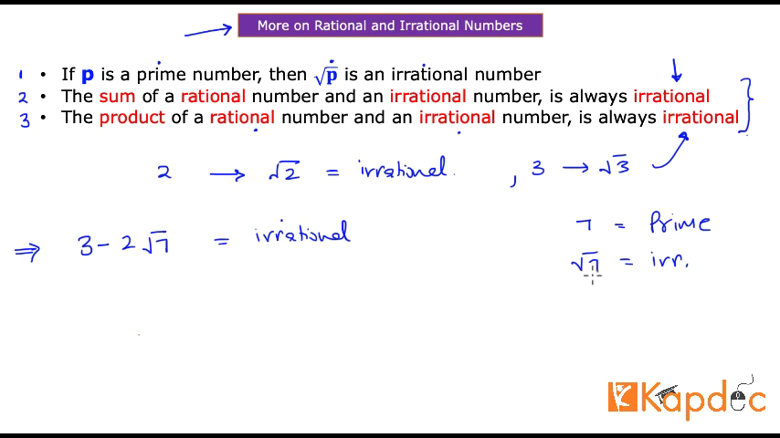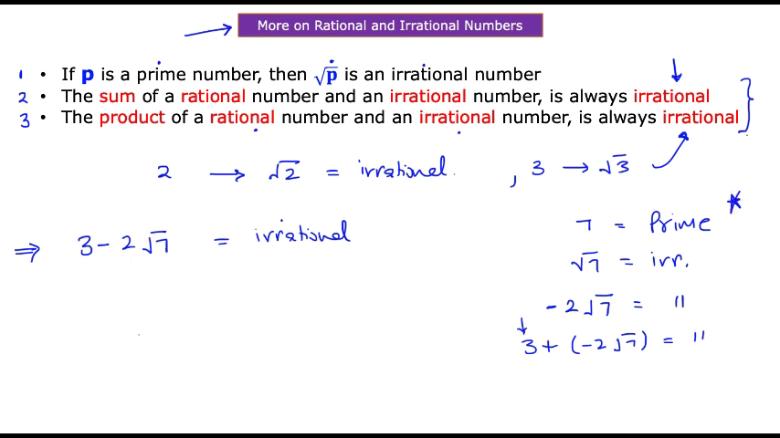Now you multiply this irrational number with a rational number 2, and it will also result in an irrational number. Now you reverse the sign and add this to another rational number, which is 3, and this will also result in an irrational number. So this is how we quickly identify whether this is irrational or not.